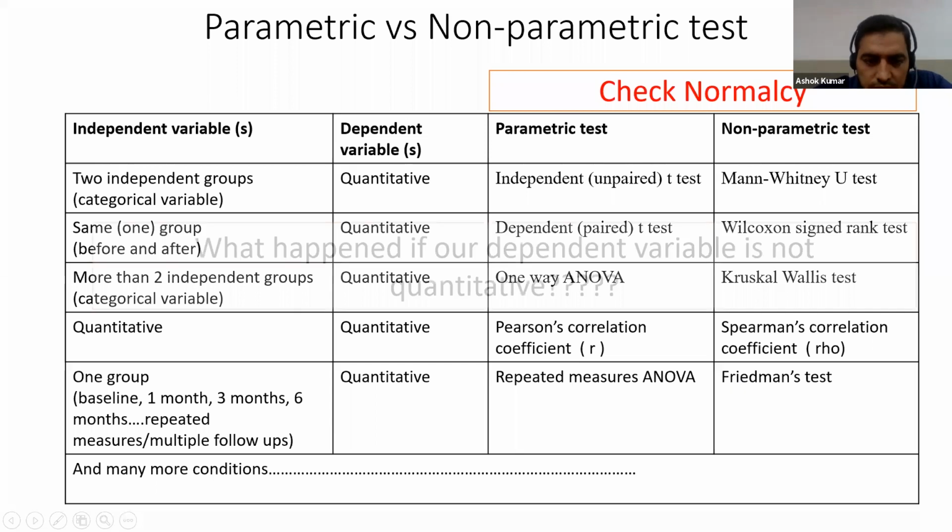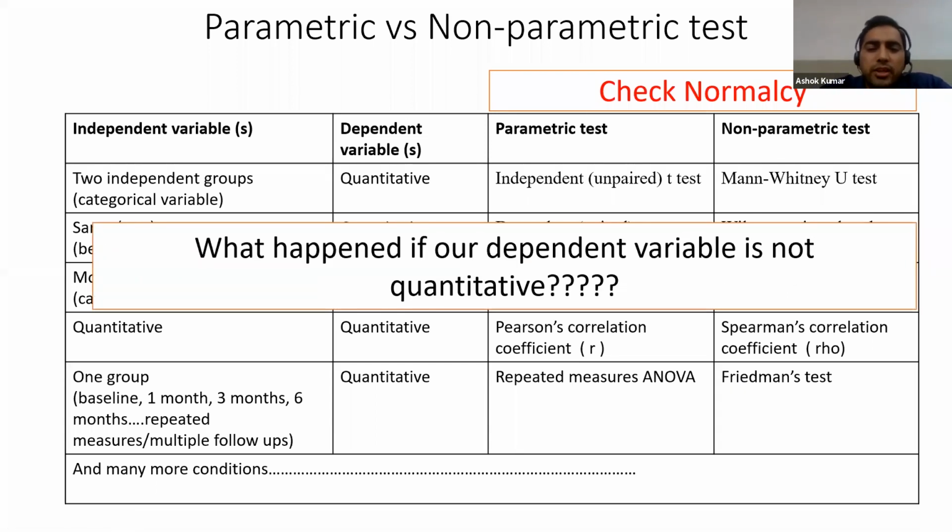But what happens if our dependent variable is not quantitative? It means our dependent variable is a qualitative or categorical variable, for example, death or alive, hypertension yes or no. That is nominal or ordinal in nature, for example, disease minor, moderate, severe. So if our dependent variable is not quantitative and is qualitative or categorical in nature, which test do we have to apply?